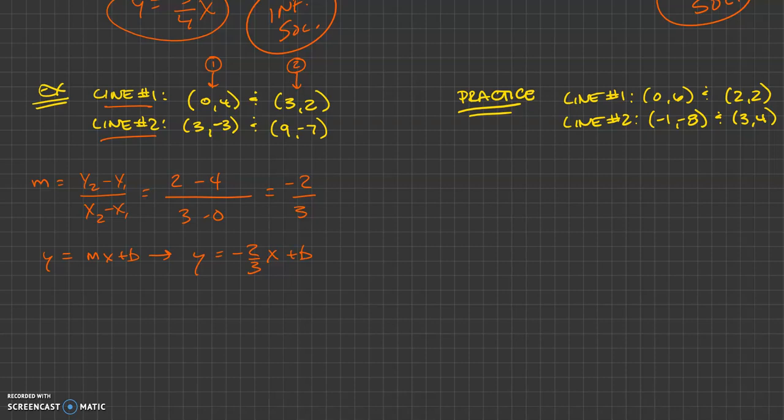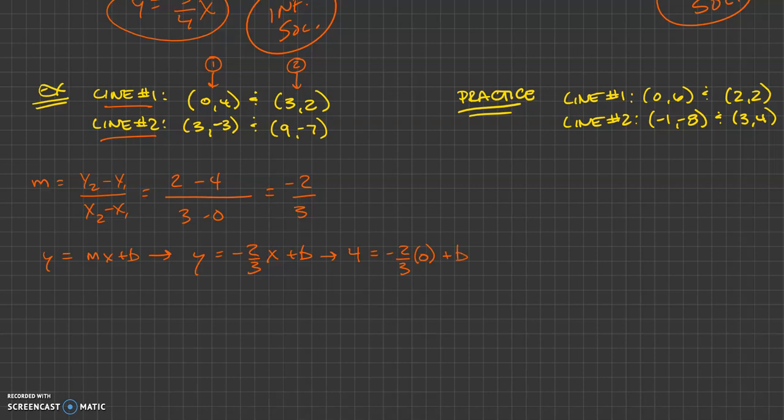Now we've been doing some of this, so hopefully it looks somewhat familiar. What do I do next? I pick one of my points. Let's pick point number 1. I'm going to substitute 4 in for my y. Negative 2/3 times 0. That 0, this 0 is that 0. And this is my x value. So I substitute it in for x. This 4 is the 4 right there. All right. And that is going to be plus b.